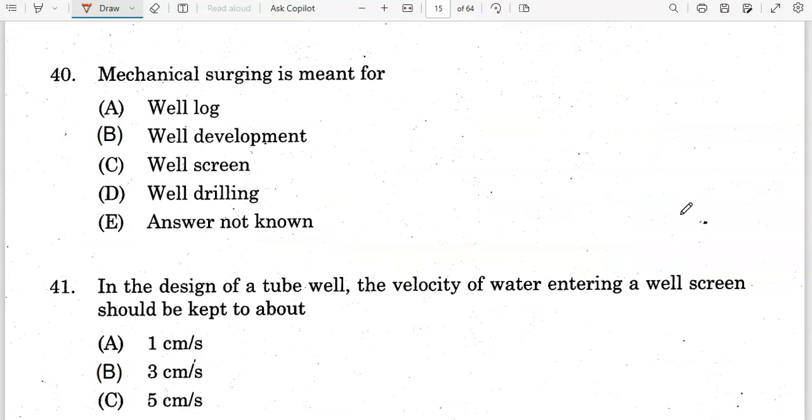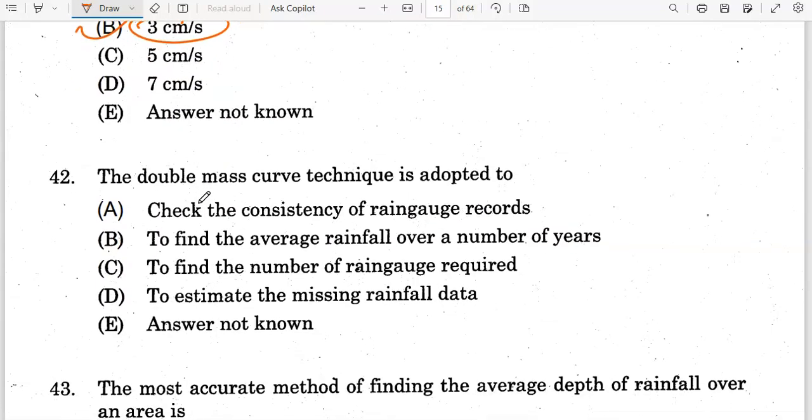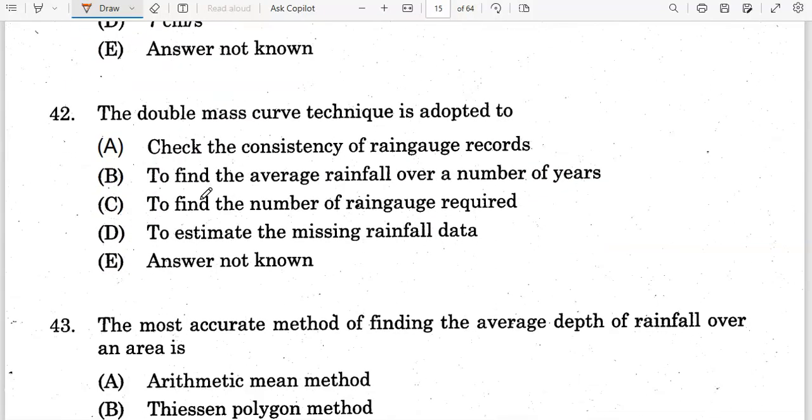Next question, mechanical surging is meant for, so mechanical surging is done for well development. Option B is the correct answer. Next question, in the design of tube well, the velocity of water entering a well screen should be kept about 3 centimeter per second. Option B is the correct answer. Next question, the double mass curve technique is adapted to check the consistency of the rain gauge records. Option A is the correct answer.